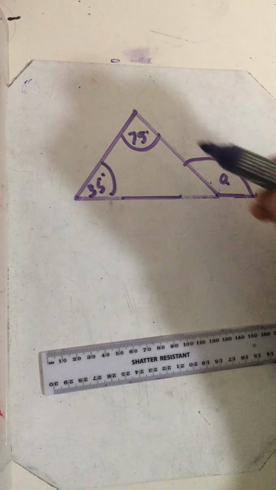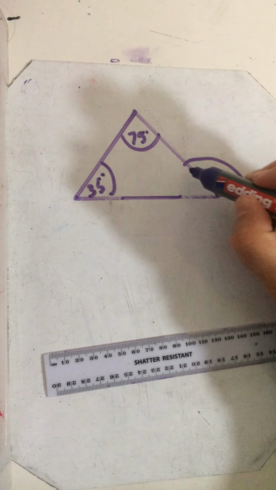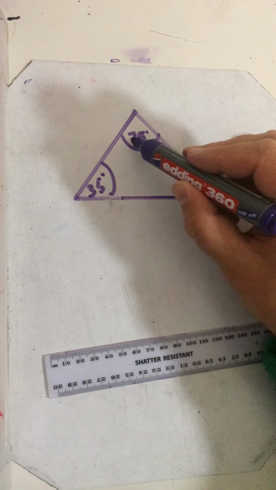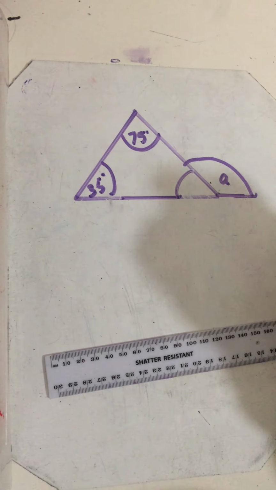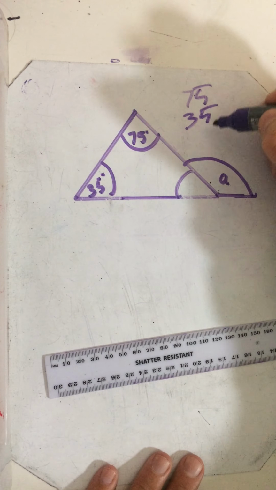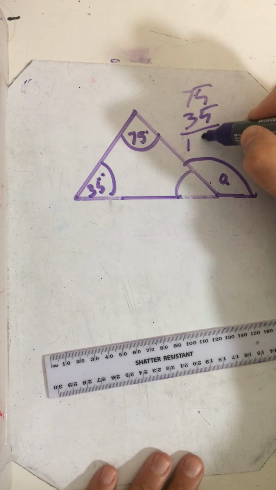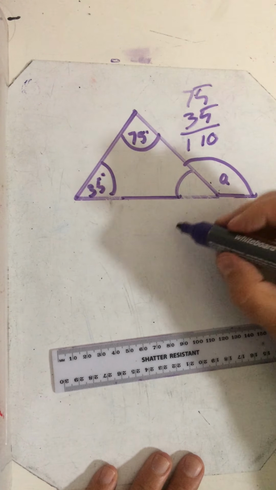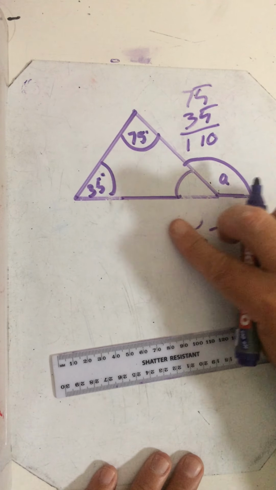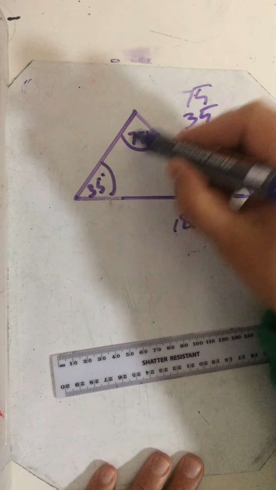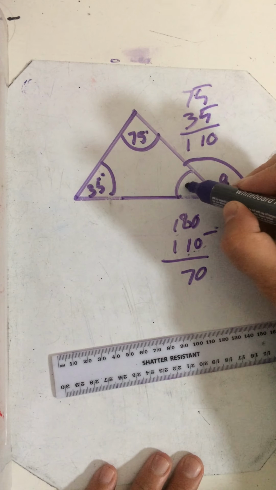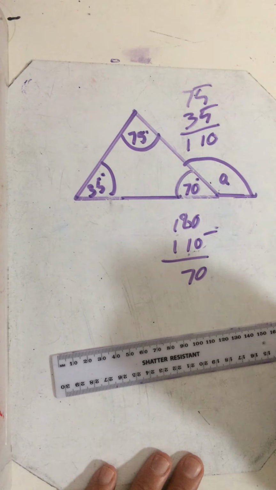Let's have a look, because in order to find out this angle, we have to work out this missing angle here, and we can do that because we've got our triangle. We know all the angles add up to 180 degrees. So we can do 75 and 35, which gives me 110. Now, all the angles in the triangle add up to 180, so we do 180 minus 110, and that gives us 70. So this tells us this angle here is 70 degrees.